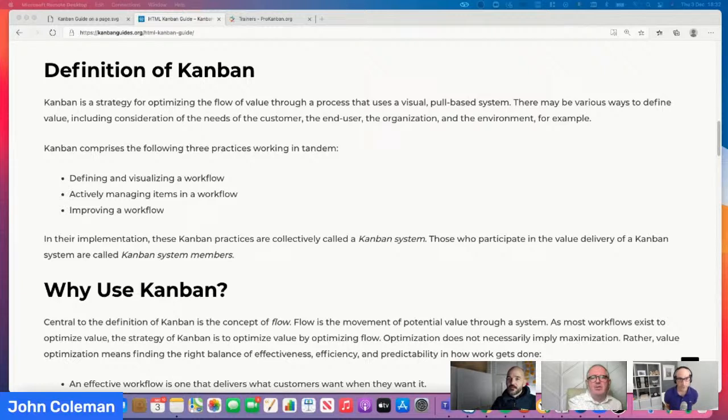So while John's doing that, Andy, if you want to maybe talk about why Kanban? Kind of get into this section. I mean, why? As an insider-outsider guy, why Kanban?